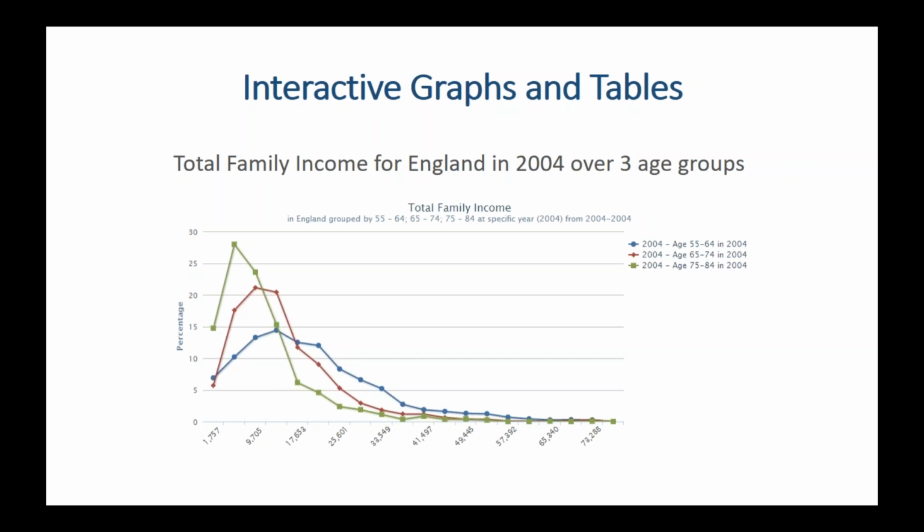And the nice thing about these is we've already accounted for the survey weighting and survey sample design here. So these are population estimates, not just estimates of our sample. So you can see here we have graphed total family income for England in 2004, and we've graphed it over 3 different age groups. And you can see that income distribution looks different in different age groups, which you might expect as people move from a more wage-based income to more of a pension or investment retirement account-based income.